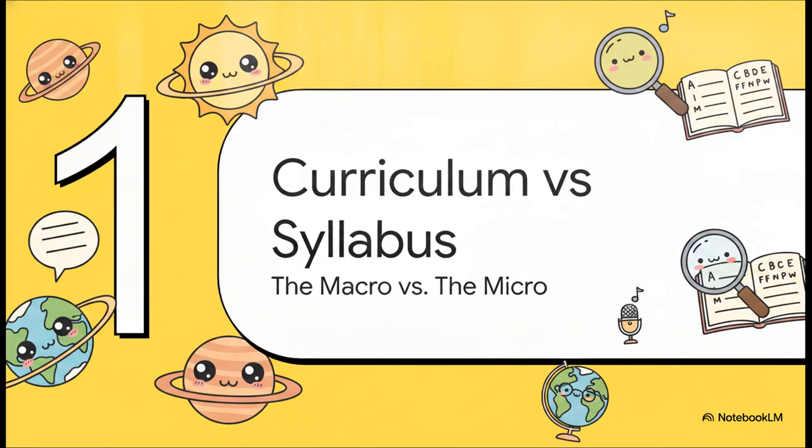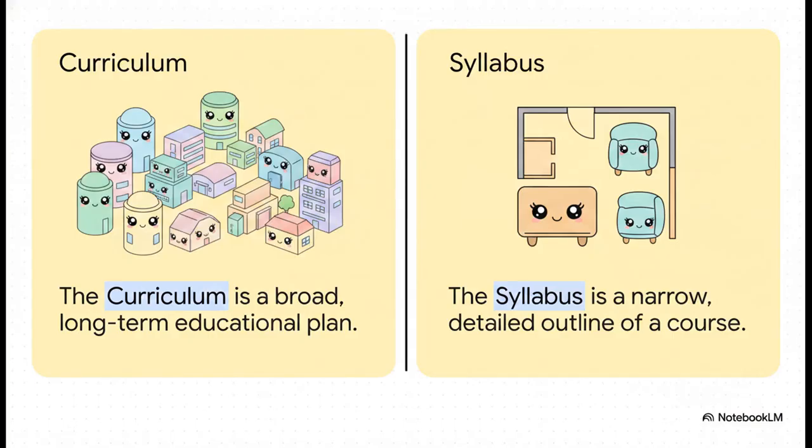The macro versus the micro. Let's start with the widest lens possible here, just to get our bearings. Now, people often use the words curriculum and syllabus interchangeably, but in the educational world, they represent 2 very different levels of planning. Think of the curriculum as the overarching architectural blueprint for an entire city. It's broad, it's long-term, and it outlines the entire program's goals. The syllabus, on the other hand, is like the detailed floor plan for just a single building in that city. It's narrow, it's short-term, and it outlines the day-to-day operations of a single course.